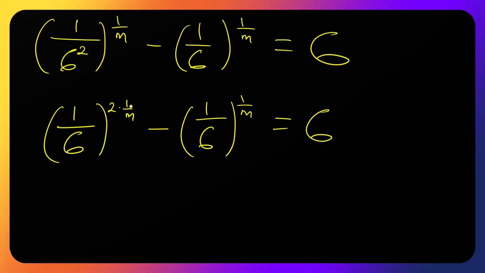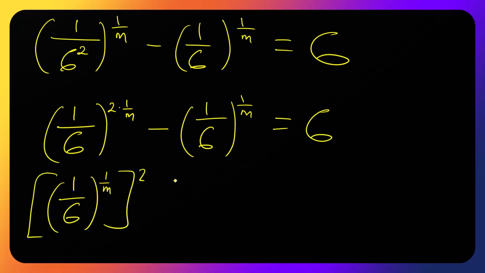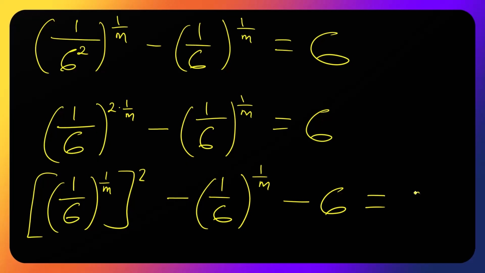Now, since multiplication is commutative, we can write this one as 6 raised to 1 on m, all squared, minus 6 raised to that. So let's bring the 6 in: minus 6 equals 0. So we have something in common here, this and that.